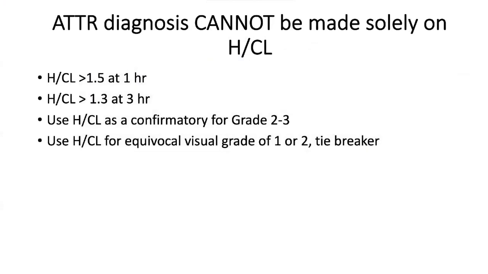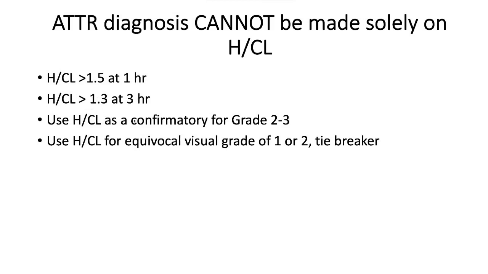So ATTR diagnosis cannot be made solely on the heart to contralateral lung ratio. I just really want to make that clear. That's what people, when this first came out, a lot of local cardiologists said, oh, we'll just do this, it's easy, and we spit out a number, and there are the results. So remember the normals here. 1.5 at 1 hour, 1.3 at 3 hours.